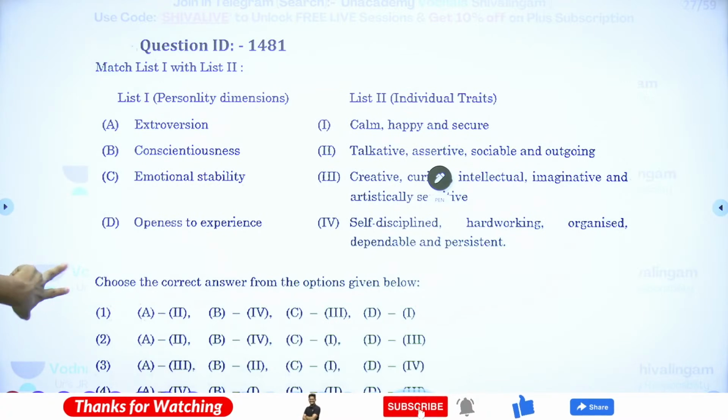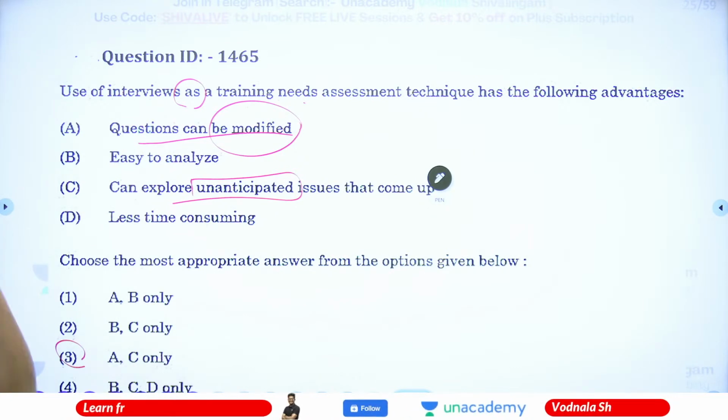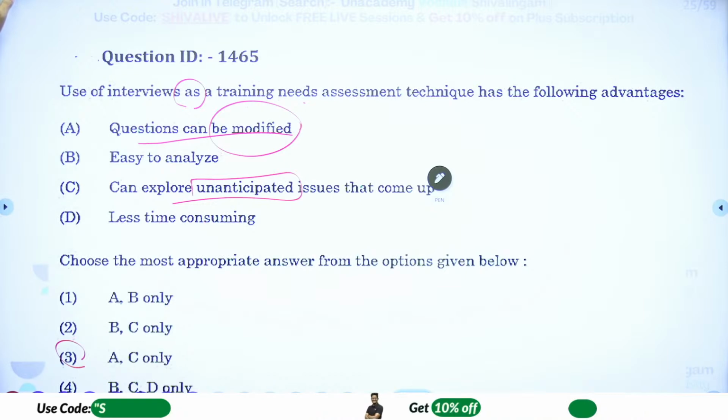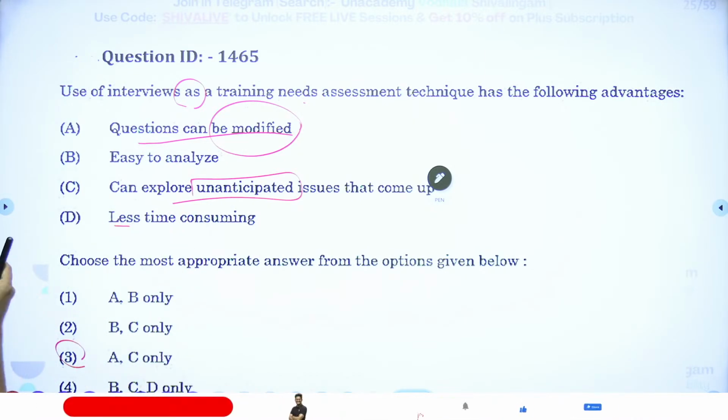Why are options B and D not included? Easy to analyze and less time consuming. Use of interviews, B, C, D. As compared to the training, yes, it is less time consuming.